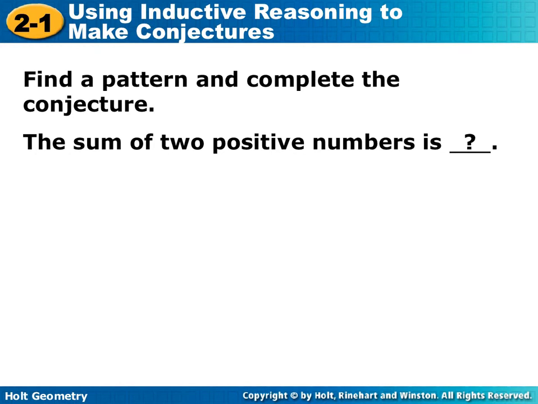It says find a pattern and complete the conjecture. Now what it means by find a pattern is the problem stating that we want the sum of two positive numbers. So make an example that is the sum of two positive numbers. 5 plus 7, that equals 12. That's one example. How many examples do you have to have before you can come up with a pattern?